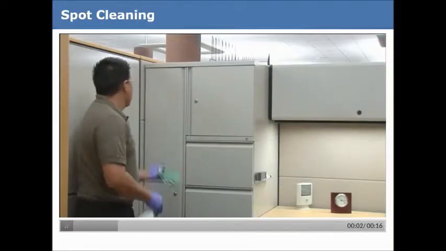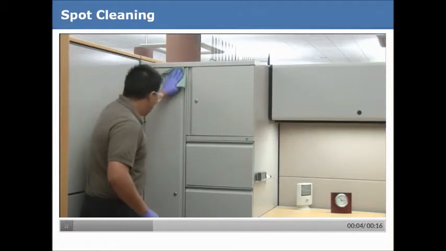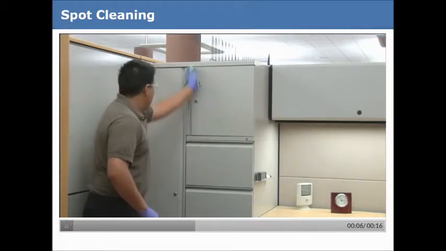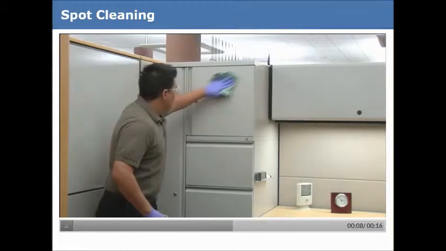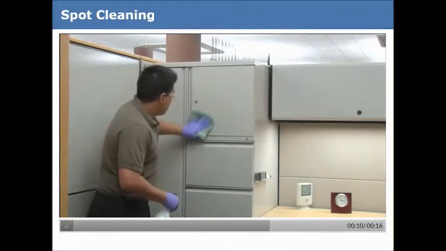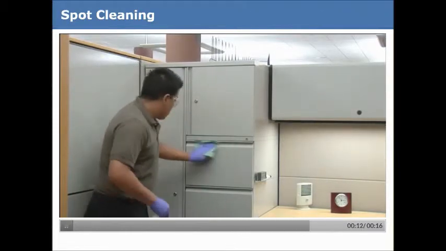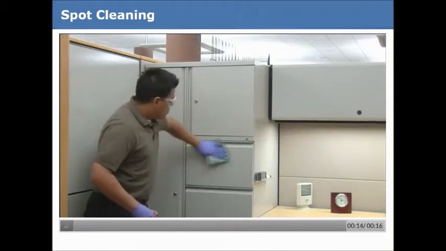Some areas, such as furniture, interior glass, file cabinets, walls, and switches, may require spot cleaning. Clean these by spraying a cleaner in a coarse stream directly onto the cloth and wiping the surface clean.